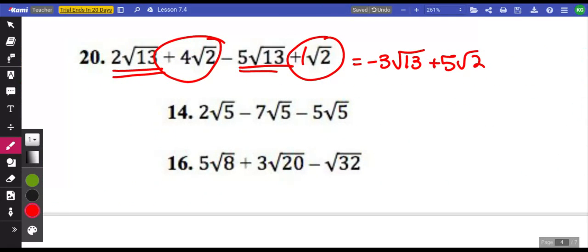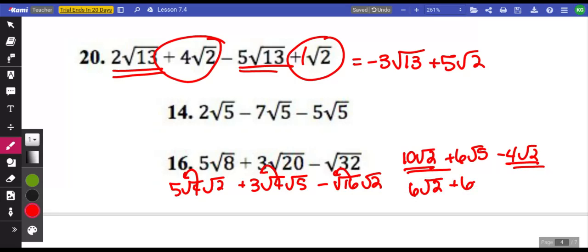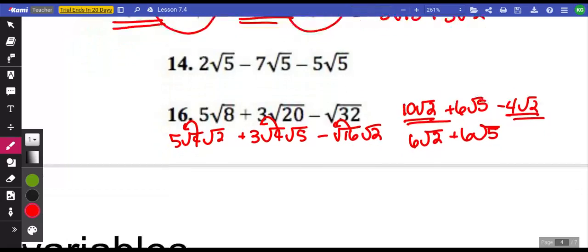Same on this one. This would become 5 square root of 4 square root of 2 plus 3 square root of 4 square root of 5 minus square root of 16 square root of 2. So this 4 comes out to be a 2 and gets multiplied by 5, so that's 10 square root of 2s. This 4 comes out as a 2 and gets multiplied by 3, so that'd be 6 square root of 5s. And this comes out as negative 4 square root of 2. Combine like terms gives me 6 square root of 2s plus 6 square root of 5s.